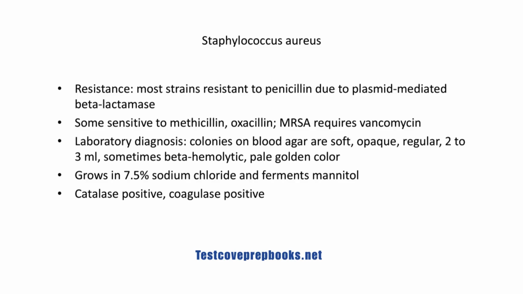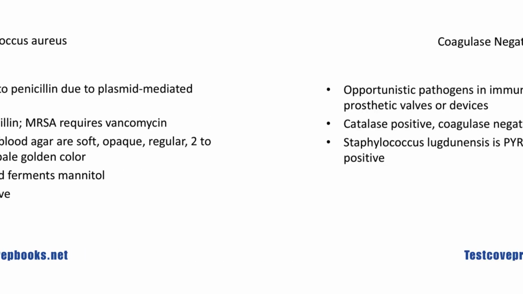In the laboratory, colonies on blood agar appear soft, opaque, and about 2 to 3 millimeters in diameter. Some are beta-hemolytic, and some show a pale golden color. The organism grows in 7.5% sodium chloride and ferments mannitol. It is catalase positive and coagulase positive.